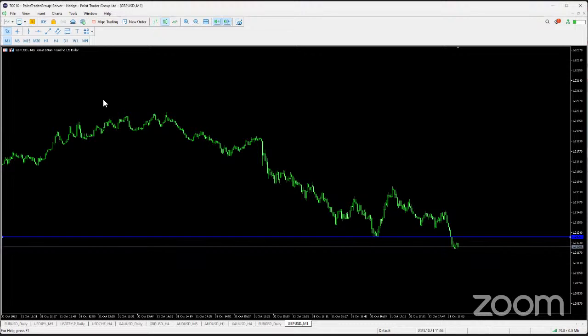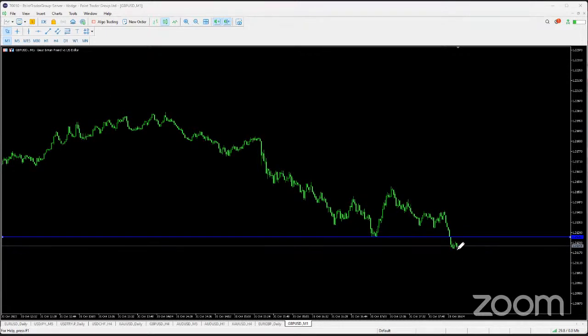So here, as you can see, just like this, just like this. A pullback to the upside, then a movement to the downside, just like this. Okay, now I didn't use any indicators. I didn't use anything. I'm just keeping it simple.